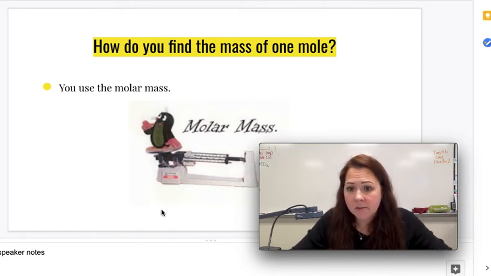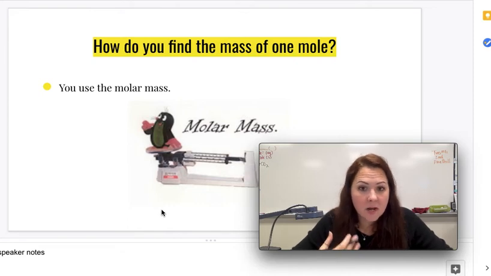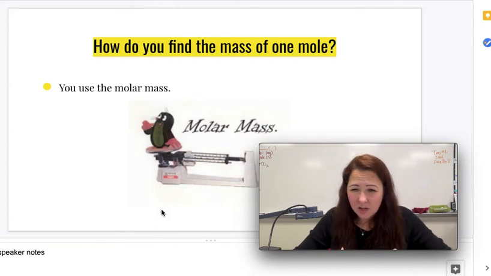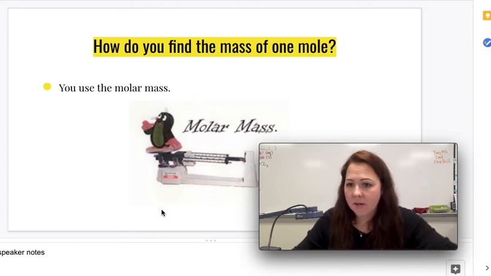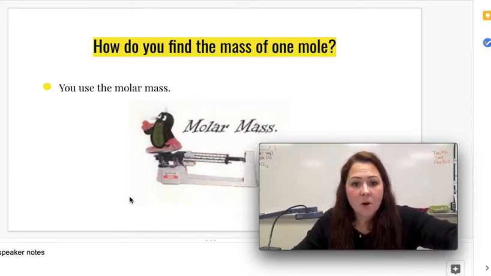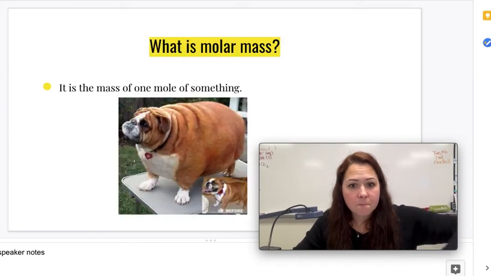So the molar mass is the mass of 1 mole. You don't know what a mole is, but a mole is a way of counting out particles in a sample of something. So the molar mass is the mass of 1 mole. Again, we're a little ahead of ourselves there, but you just need to know it's the mass of 1 mole because it's part of the conversion factor.